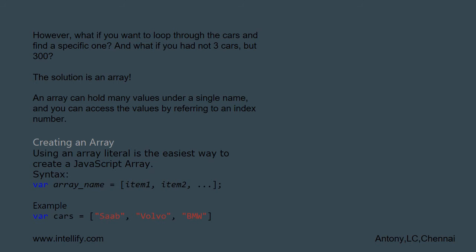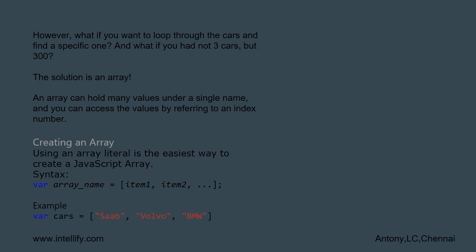Creating an array. Using an array literal is the easiest way to create a JavaScript array. The syntax for creating an array is: var, the array name, equal to, and inside the square brackets we can declare the given items. For example, in the last slide we saw that three different cars are stored in three different variables, but here the three different cars are stored in a single variable.